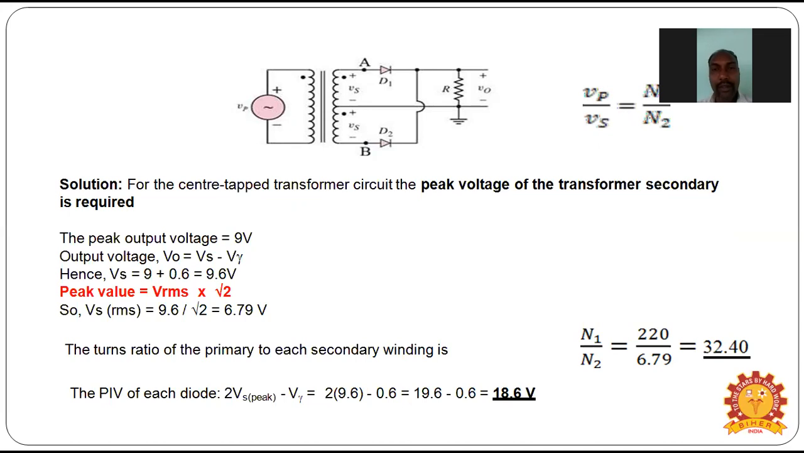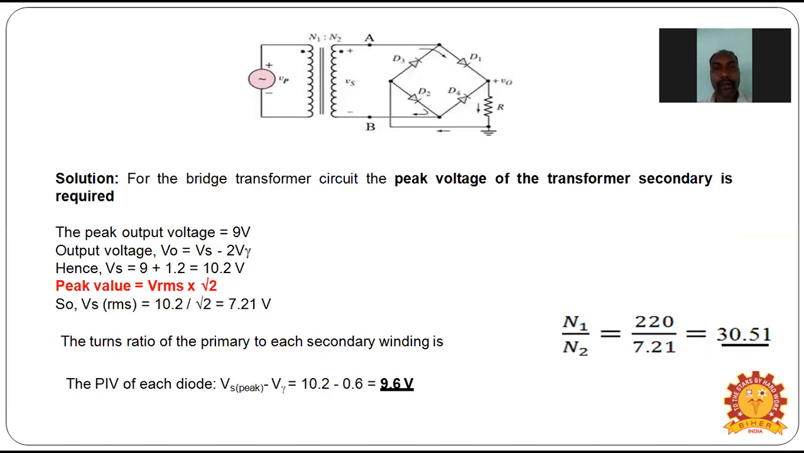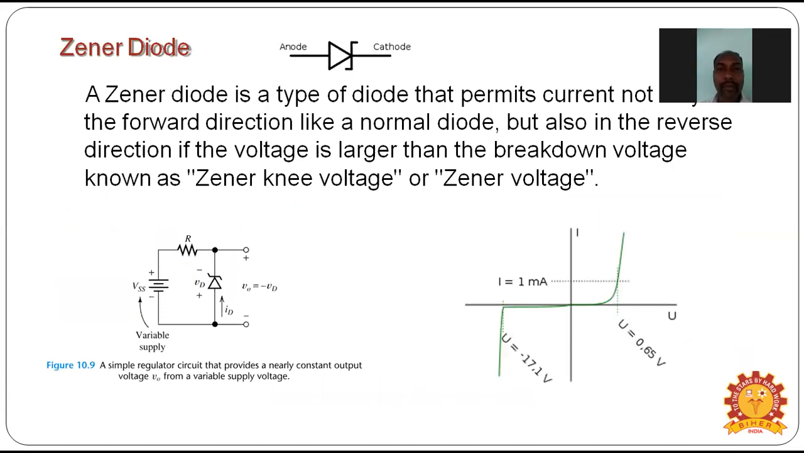Next topic is the Zener diode. This is the symbol for the Zener diode. This is also a two terminal device, with an anode and a cathode.